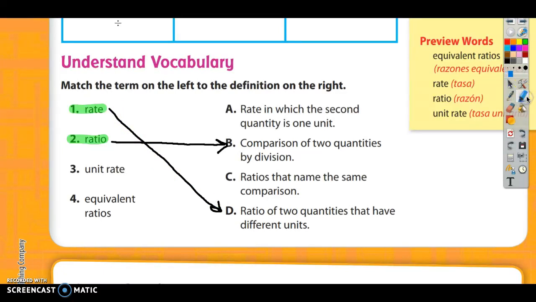A unit rate, kind of like a rate, except for that the second term, the second quantity has to be 1. We're going to go over these in great detail. And an equivalent ratio, two equivalent ratios are ratios that name the same comparison. So that is the correct matching. Make sure you got those right.